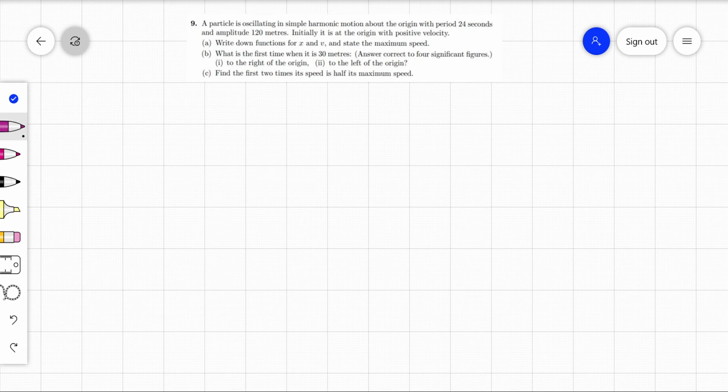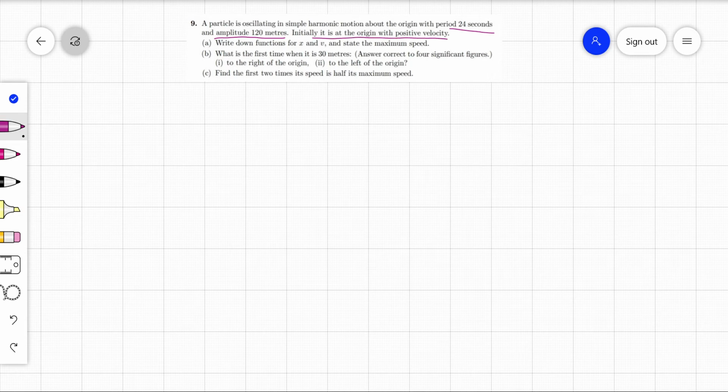So a particle is oscillating in simple harmonic motion about the origin. It says it's got a period of 24 seconds and amplitude 120 meters. And we know initially it's at the origin and it's got a positive velocity.